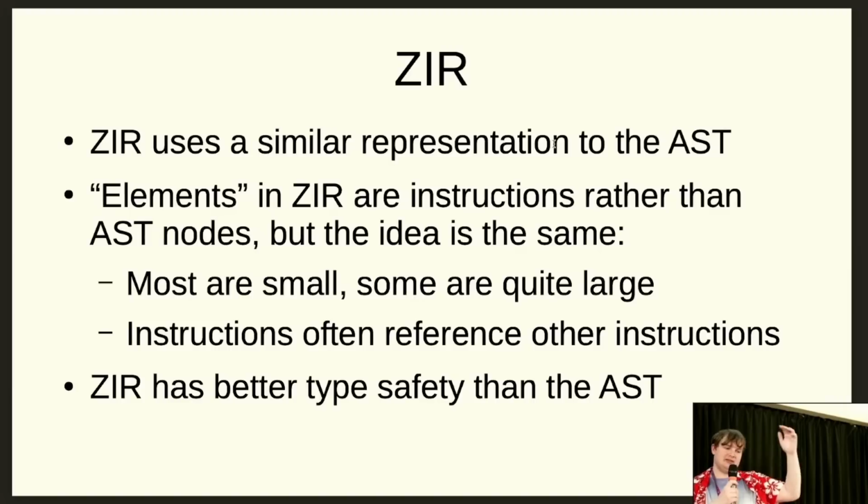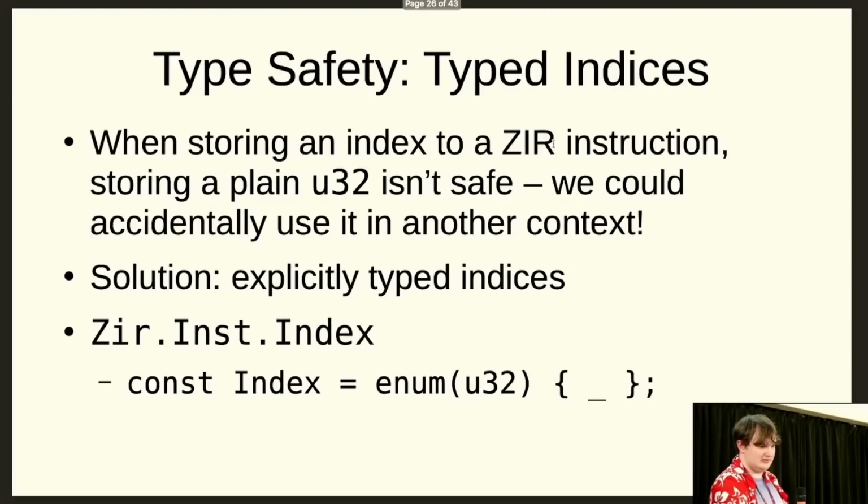You have a big list of things. They can reference one another. So in the AST, that's like child nodes, whereas in ZIR, it's instruction operands. And most of the elements are small, but some are really big. And so you want to optimize for the small case and not waste loads of memory in that case. So yeah, we have better type safety in ZIR. So let's quickly go over a few basic strategies for type safety here.